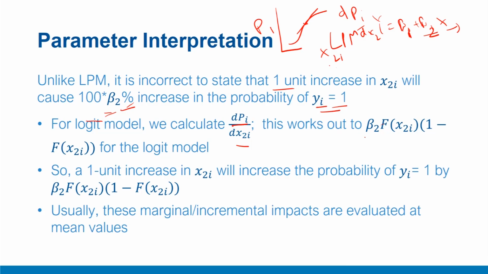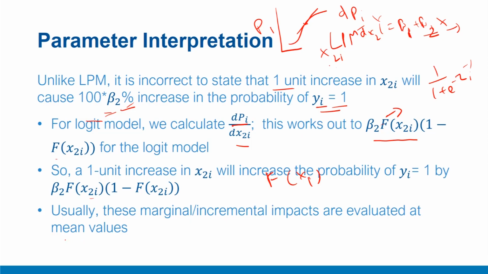Now, for logit class of models, if one computes using that function 1 plus e to the power minus zi, where zi was the linear function of variables x1i, x2i, and so on, this works out to beta 2 times f of x2i into 1 minus f of x2i for the logit model. So a 1 unit increase in x2i will change the probability of yi equal to 1 by beta 2 times f of x2i into 1 minus f of x2i, where f is the cumulative logit distribution function, which we have discussed in the previous videos in the lesson. And these are called marginal or incremental impacts.